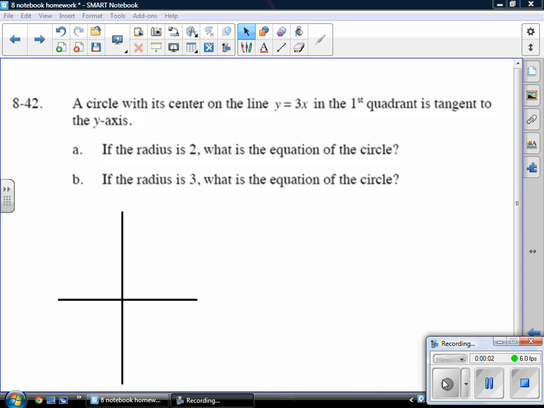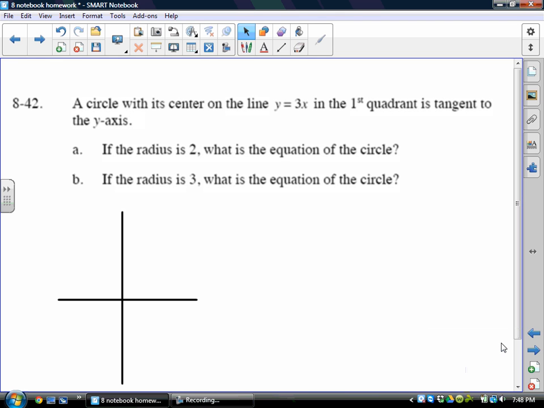This is problem 8-42 from section 8.1.2. A circle with its center on the line y equals 3x in the first quadrant is tangent to the y-axis. Let's first dive into what that means.